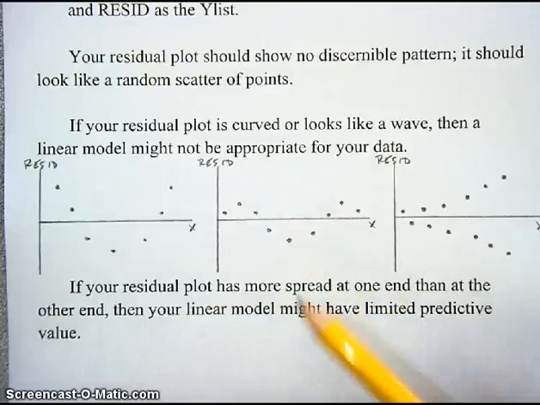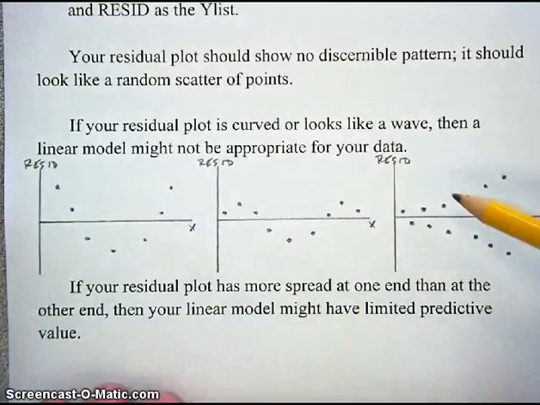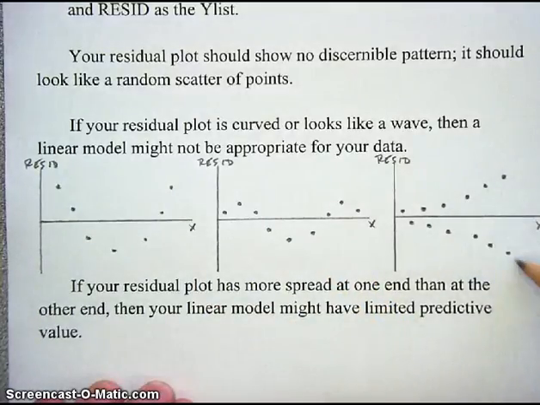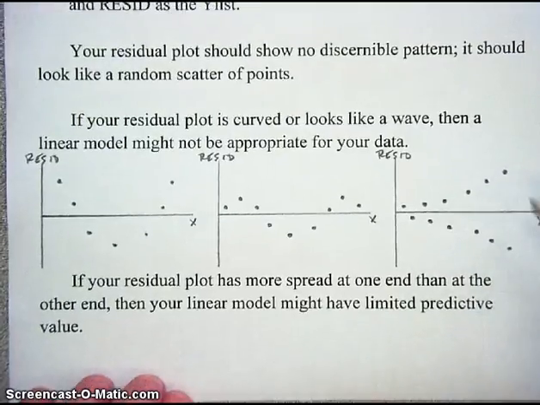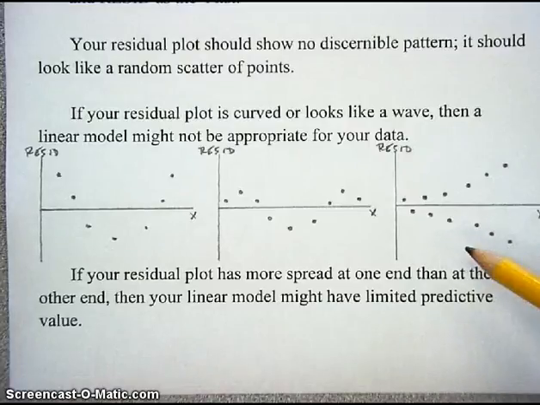And then the third thing that could happen is your residuals could spread out as you go to the right, or perhaps as you go to the left. And you have more spread on one end of your residual plot than on the other. Then your linear model is going to have limited predictive value. And there are ways to fix that, but they're pretty much beyond the scope of what we're doing now.